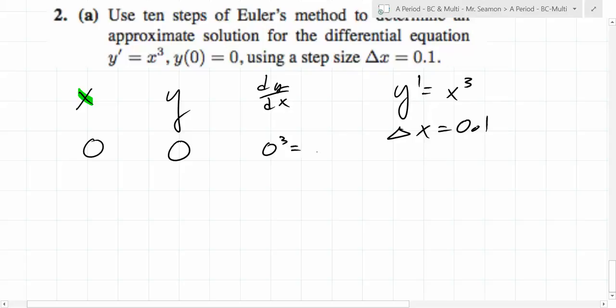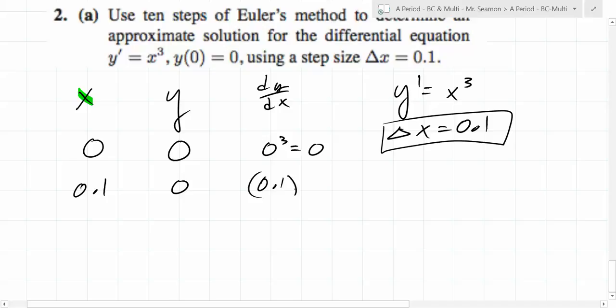0 cubed, which is 0, right? So this is a horizontal line at this point, so it's not going up anywhere. But what's our delta x value? 0.1. But has it gone up or down any? No. It is still at a y value of 0. What's our new y prime going to be? It's going to be 0.1 cubed, correct? So what's that going to be? 0.001. Y prime is x cubed.